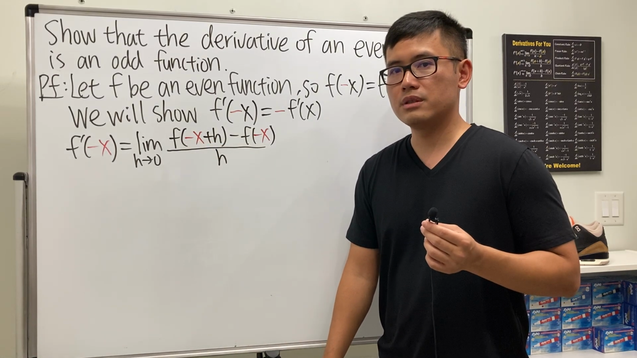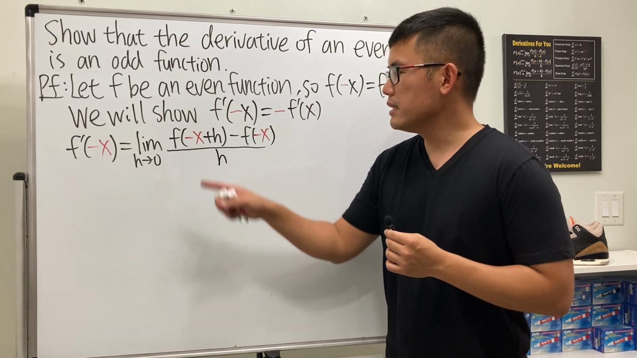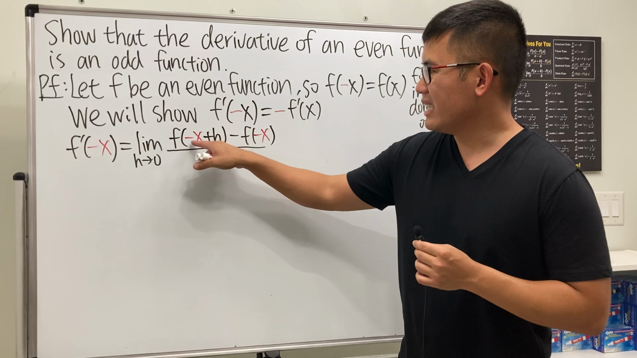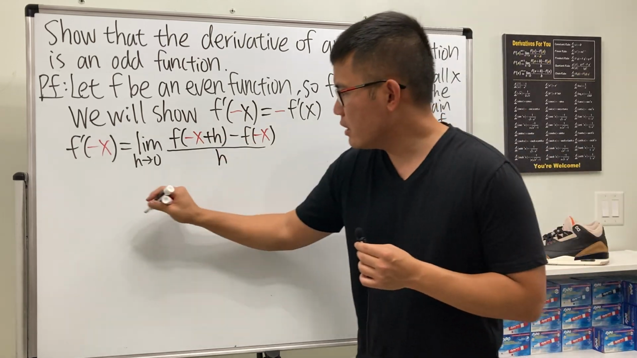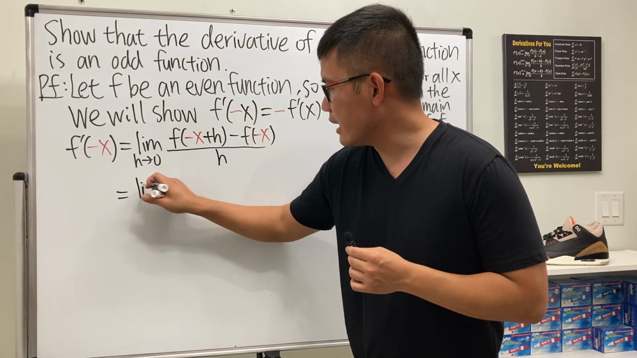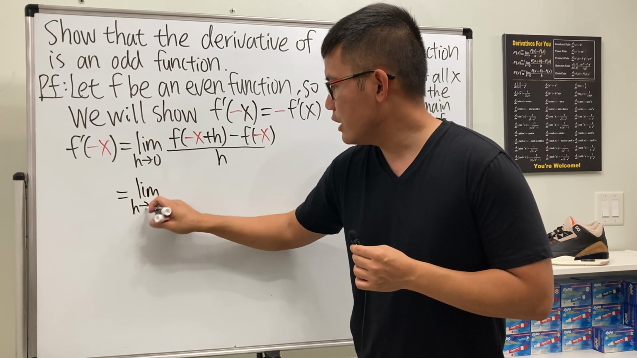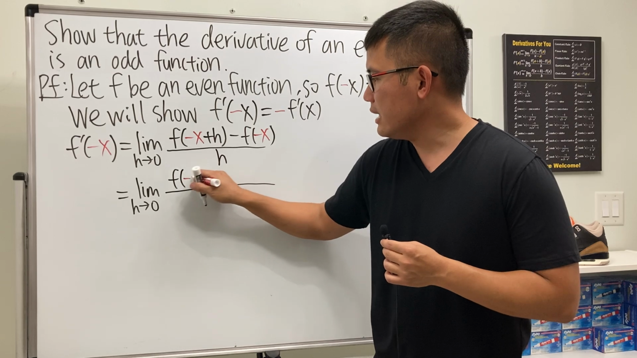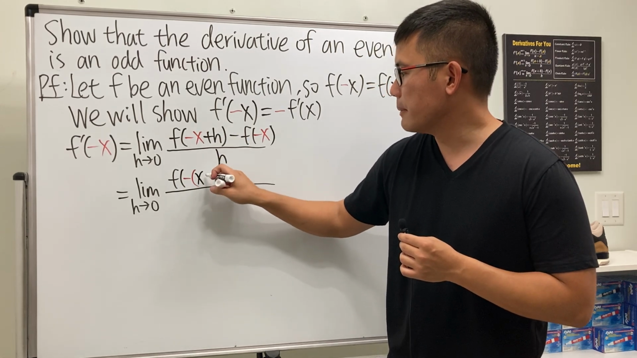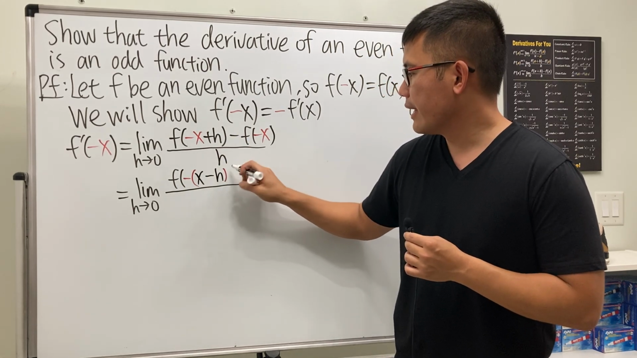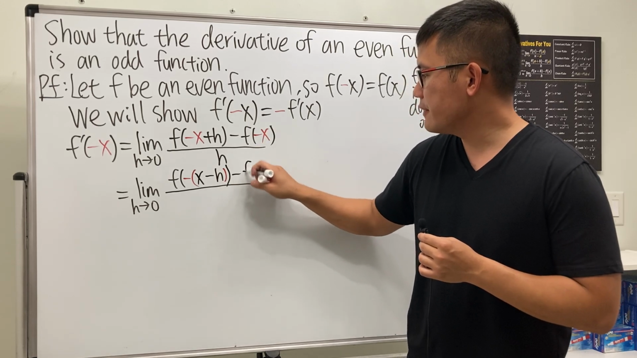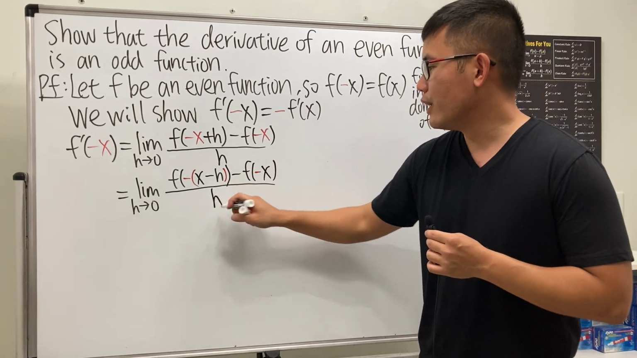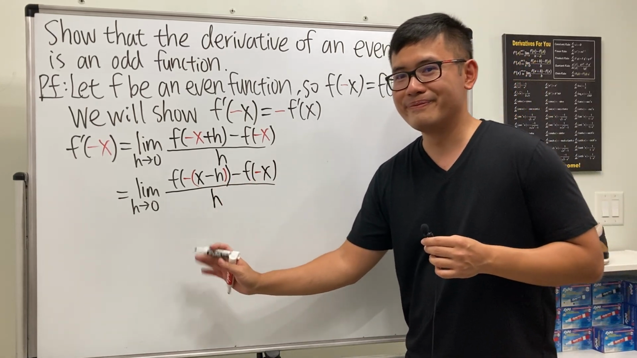What do we have to do first? We have to factor it out, because it's negative of an input, right? So it's not like an input plus something else. So right here, let's just go ahead and factor out that negative. So we have the limit as h approaching 0. First, we have f of negative, and then the inside is x minus h, and then minus f of negative x. So I haven't got rid of the negative yet because I want to do them together right now.